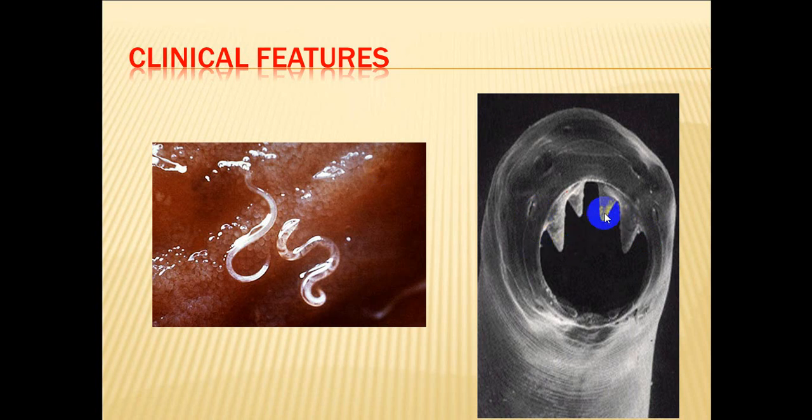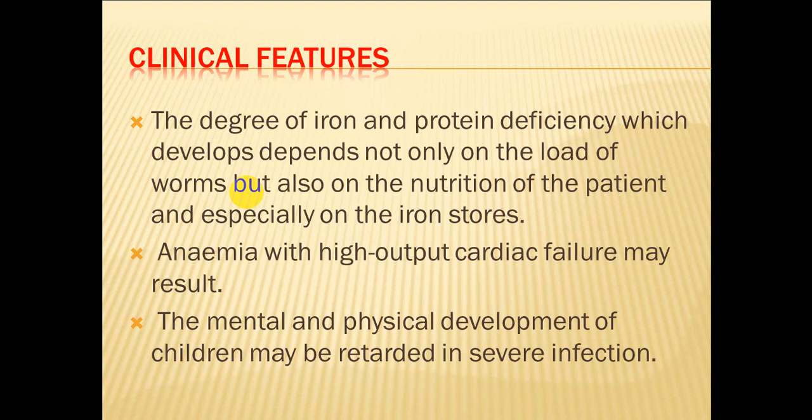This is the electron microscopic picture of Ancylostoma duodenale. This is the tooth of the worm, and this is the second part of the duodenum, and look at the worm hooked and attached to the surface of the duodenum.